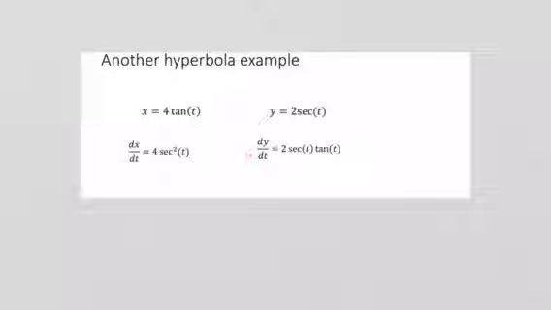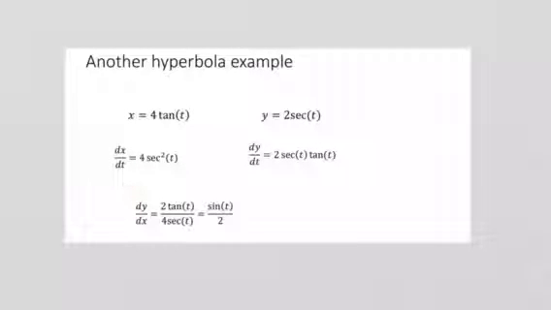So then dy/dx is going to be dy/dt divided by dx/dt. So we just divide them, and we get 2 tangent t over 4 secant t, because one of the secants is going to cancel. And then that's going to simplify to sine t over 2.